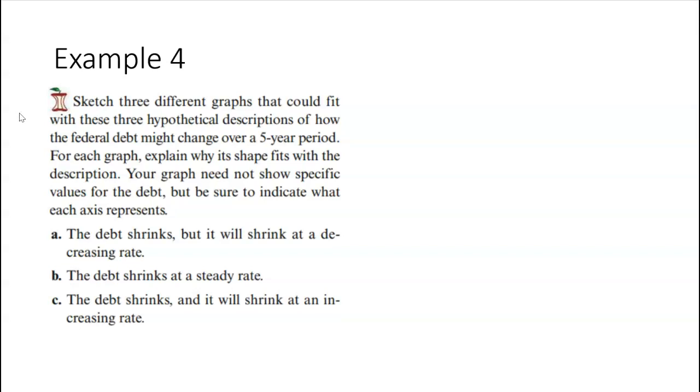All right, so here, what they mean when we talk about each axis, we don't need to say 1, 2, 3, 4, but we do need to say what is the X and what is the Y. So we're talking about debt and time. So our time is always going to be our X, our independent, and then the debt depends on the time. So looking here, we've got debt and time.